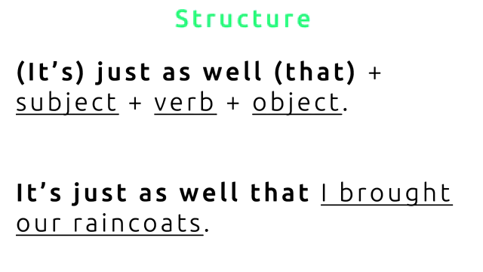Now, let's look at the structure for this pattern. The structure is like this. It's just as well that plus a subject, a verb, and an object. So basically a full grammatical sentence. For example, it's just as well that I brought our raincoats. That is the basic structure. Simply use a full grammatical sentence after the English pattern, it's just as well that.